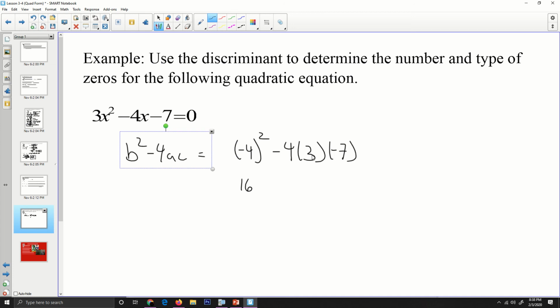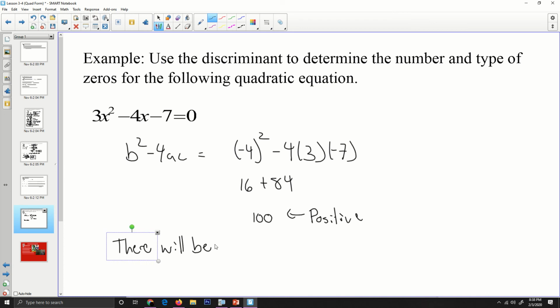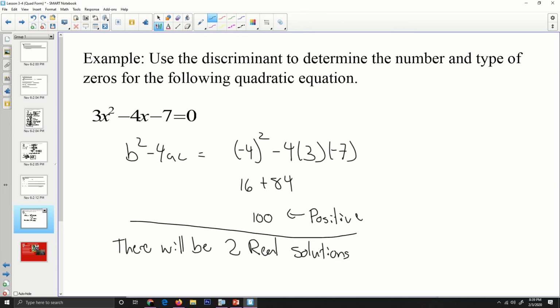4 times 3 is 12, and I get the minus. So negative 12 times 7 is negative 84. Actually, it'll be positive 84 because I have a negative times a negative. So this will be 100. So since this is positive, there will be two real solutions. And that is my final answer.